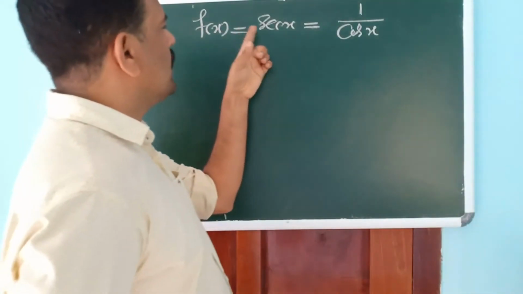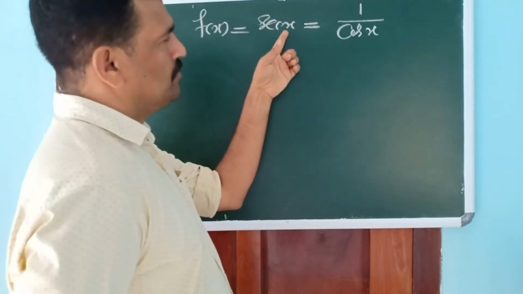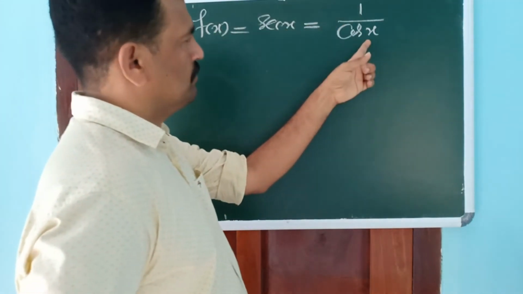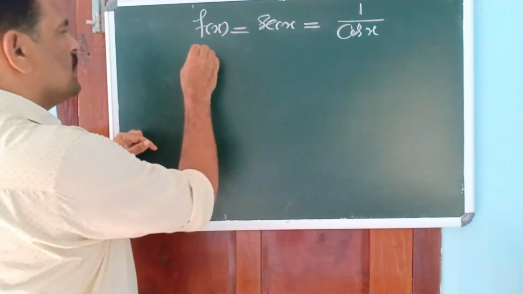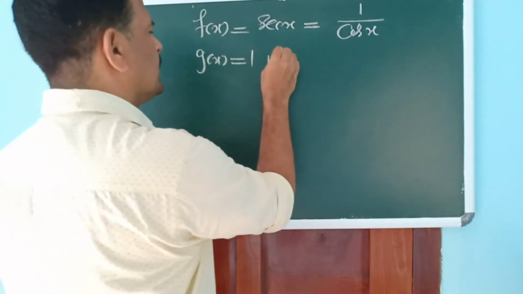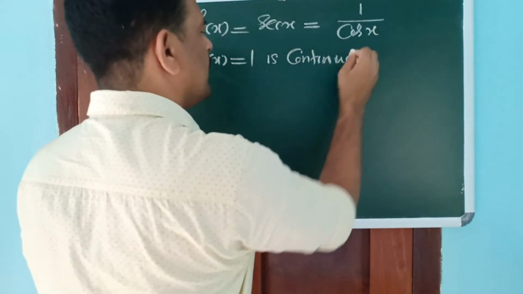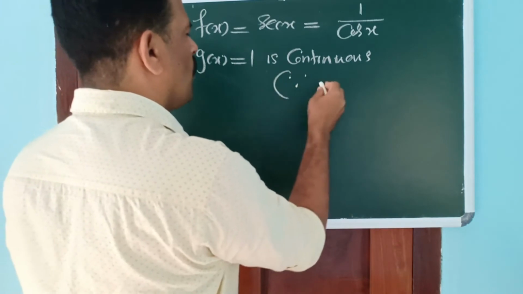Now, we have to discuss the continuity of secant x. We can write f of x equal to secant x equal to 1 by cos x. Then we can write g of x equal to 1, which is continuous since it is a constant function.